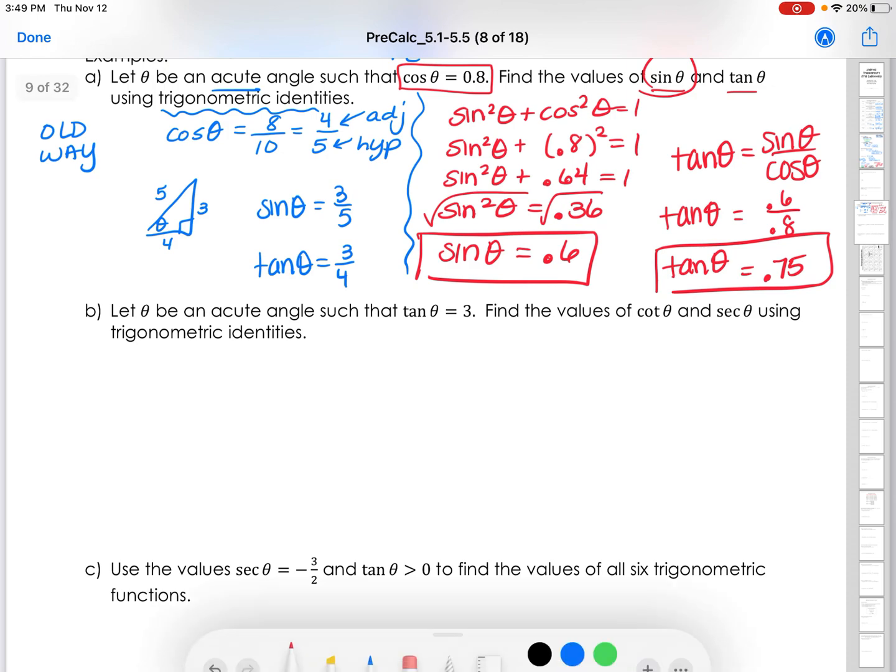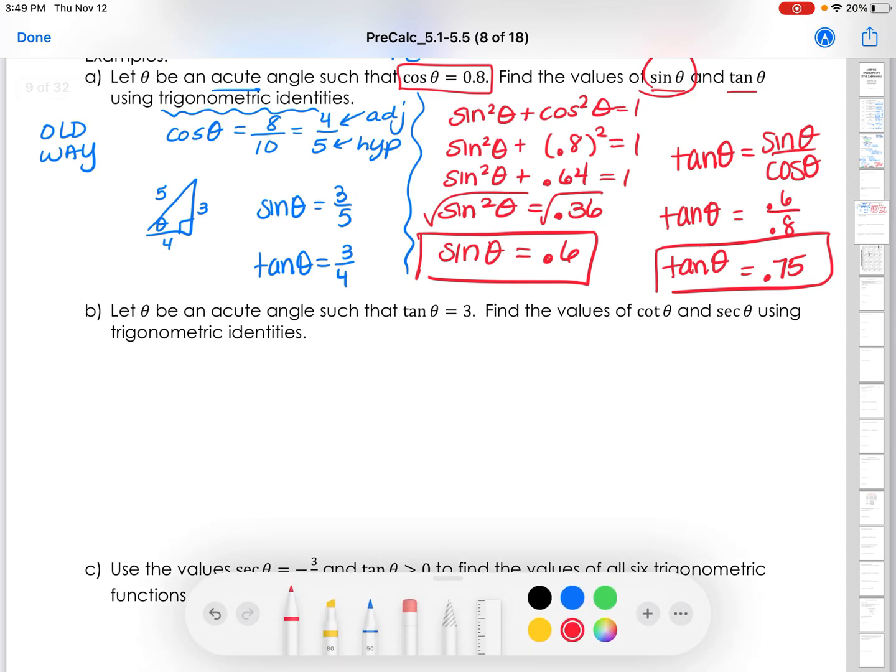All right, and the next one, it says to let the angle be, again, an acute angle, so quadrant 1. Tangent is equal to 3, find cotangent and secant. Okay. So again, the old way of doing this would have been to draw a triangle. We could have said that tan was 3/1, placed it in our triangle, and then found the rest of it. Or we can do it this way.